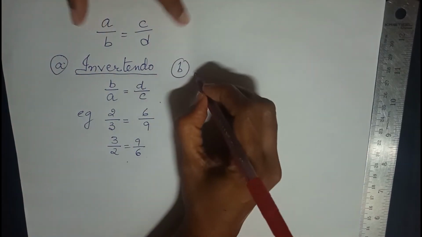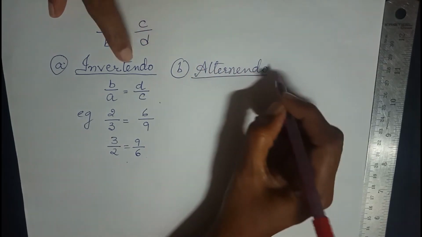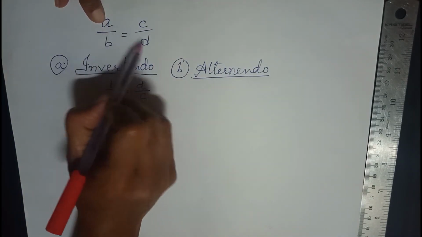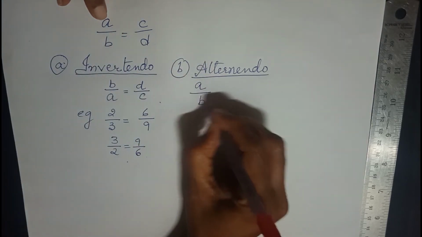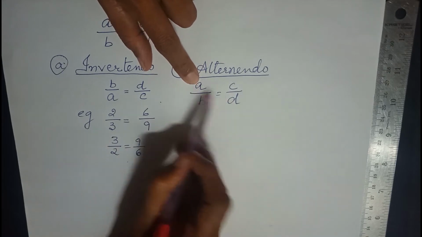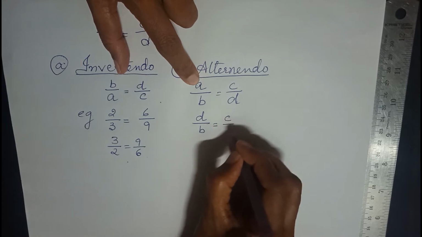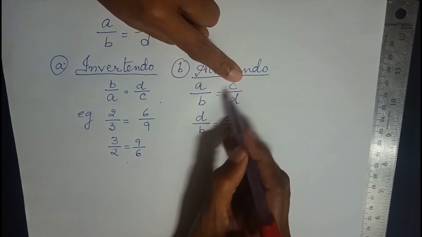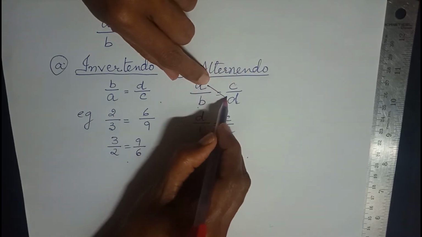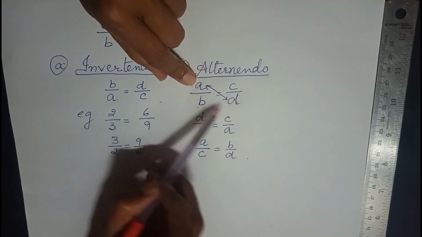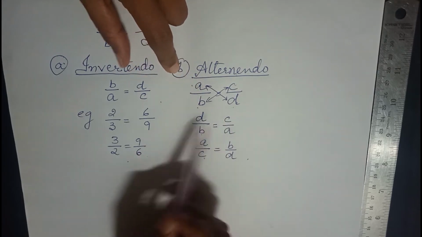Let's go to the next one, which is called alternando. Now, as the name suggests, alternate. That is, you move a numerator with the denominator of the next ratio. That is, if A upon B is equal to C upon D, I can exchange A and D to get D upon B is equal to C upon A, or I can alternate C and B, that is A upon C will be equal to B upon D. That is, either I exchange the position of D and A, or I exchange the position of B and C. Right? Then also the ratios will be equal.